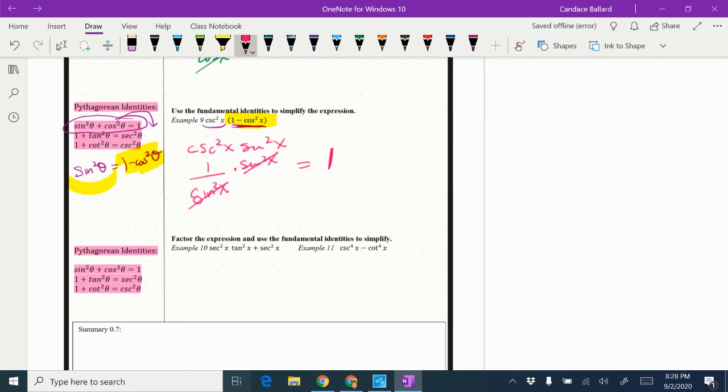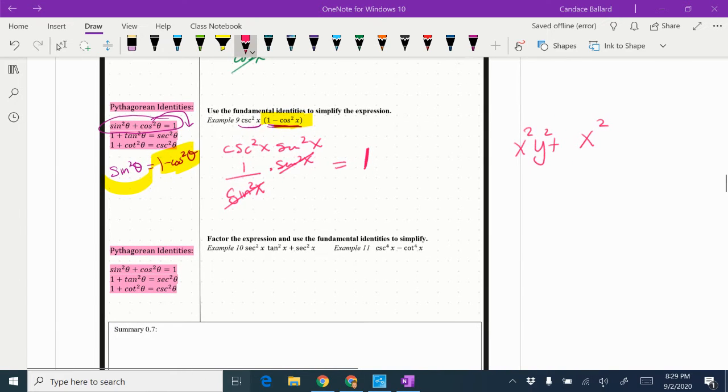In examples 10 and 11, we're going to factor and then use the fundamental identities to simplify. So we can factor just like we do factoring with variables. So let's just remind ourselves really quick. If I had x, y plus x, or even if I had x squared, y squared plus x squared, notice how I have an x squared in both terms. I could take out a greatest common factor of x squared, and I'd be left with y squared plus 1.